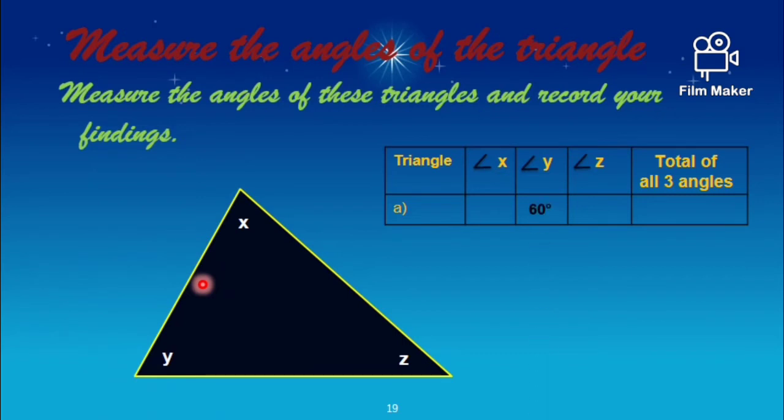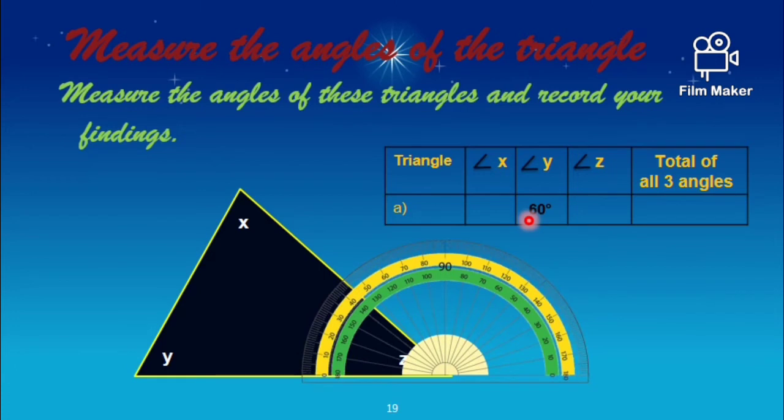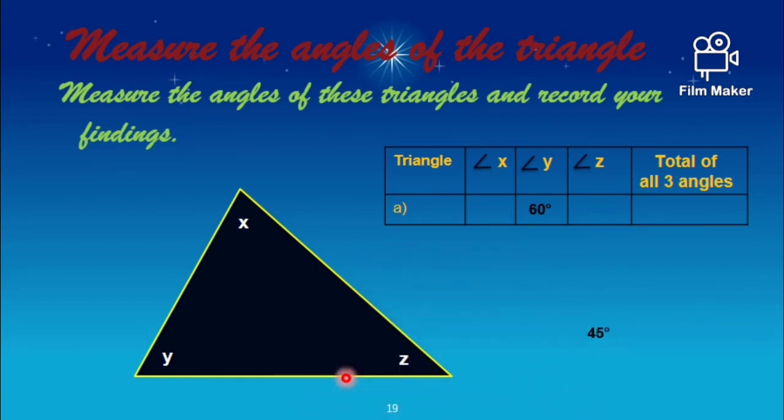Now we will write the measurement of angle Y in a table, that is 60 degree. Then we will measure angle Z. Angle Z is of 10, 20, 30, 40 and between 40 and 50 we have 45. It means the angle Z is of 45 degree. Now we will record the angle Z in the table, that is 45 degree.